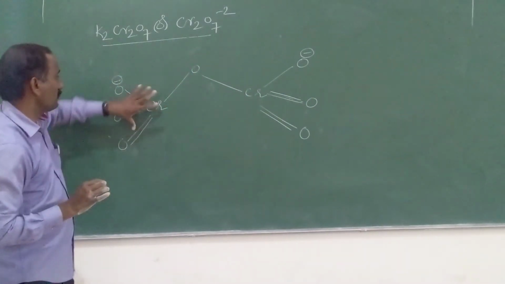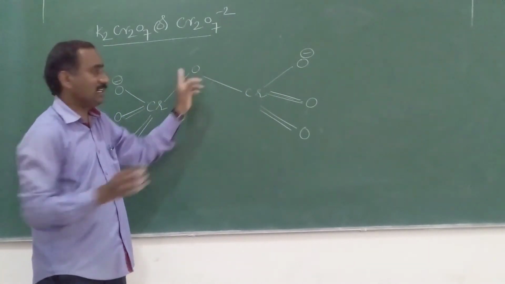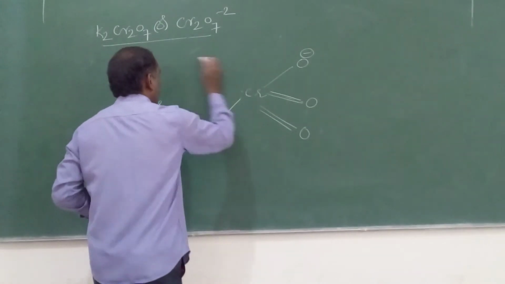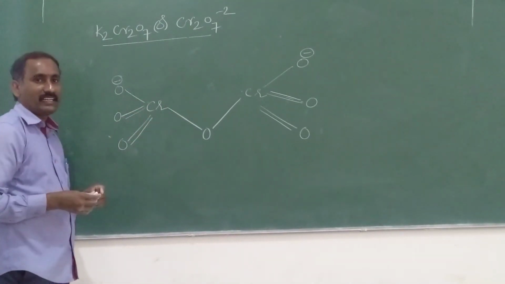This is the actual structure. This is one tetrahedral unit, and this is another tetrahedral unit, joined by the middle oxygen. Otherwise, if you are interested, you can also draw the tetrahedral unit like this. See here, Cr has 1, 2, 3, 4 bonds. 4 bonds means a tetrahedral arrangement.